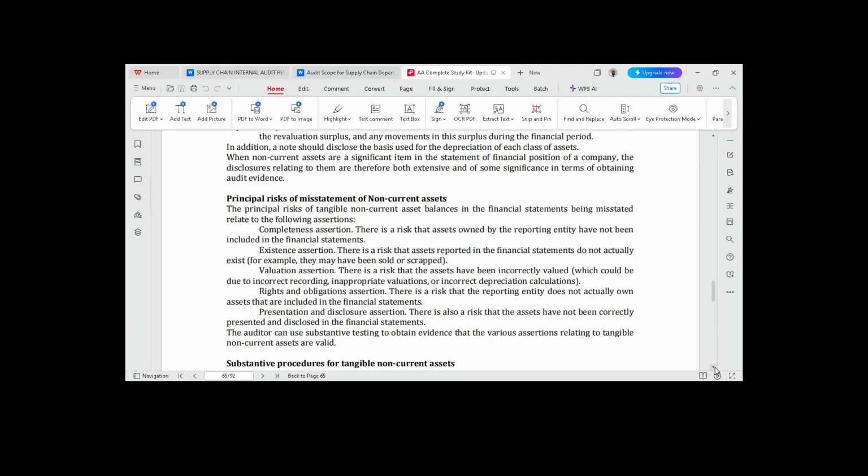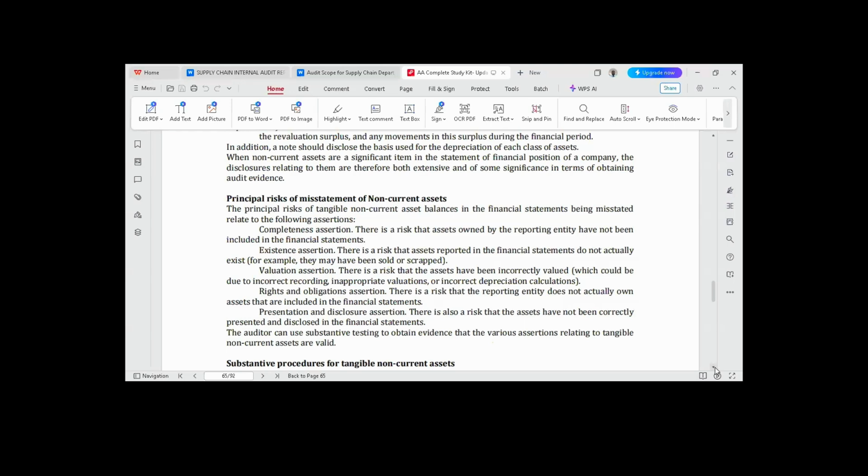Then you have the right and obligation assertion. That is, there is a risk that the reporting entity does not actually own assets that are included in the financial statement. Then the last one, there is presentation and disclosure. I said that presentation and disclosure cut across the statement of profit or loss and the statement of financial position. So there's a risk that the assets have not been correctly presented or disclosed in the financial statement.